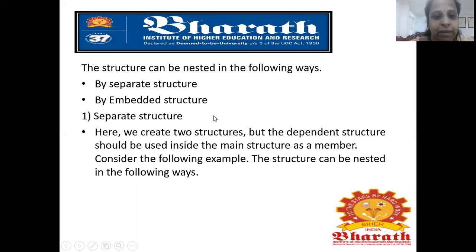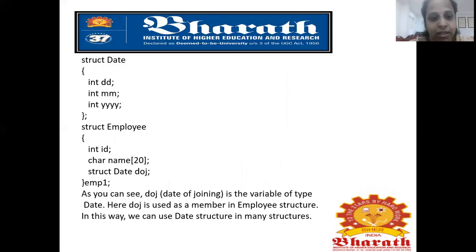First, we'll see what a separate structure is. A separate structure is nothing but we create two separate structures. The first one should be your main, and the next should be dependent upon your main. So this is the way of your nested structure. That is, the first way is by the separate structure and the next way is by the embedded structure.